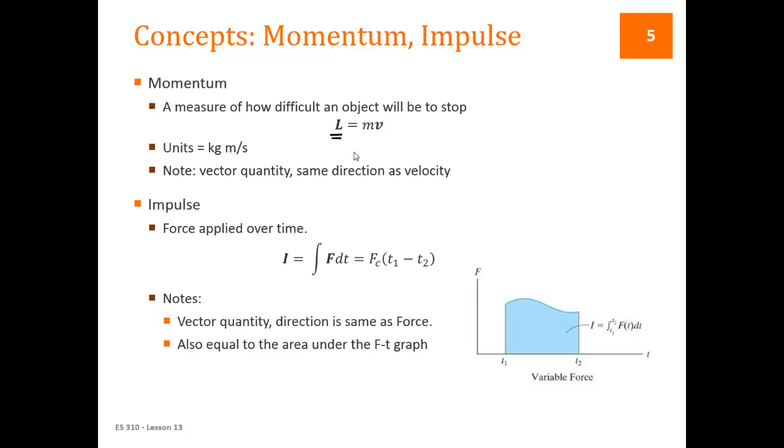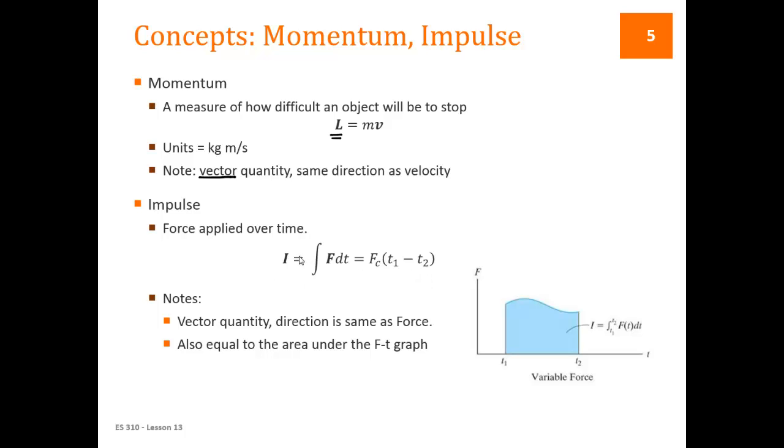This is a vector, okay? In work energy, we weren't dealing with vectors anymore. Those were scalars. We're now dealing with vectors again. So you have the vector L, which is in the same direction as the vector velocity. Mass isn't a vector, mass is a scalar quantity.